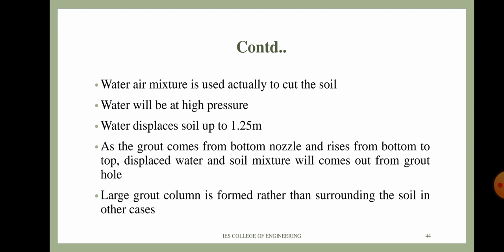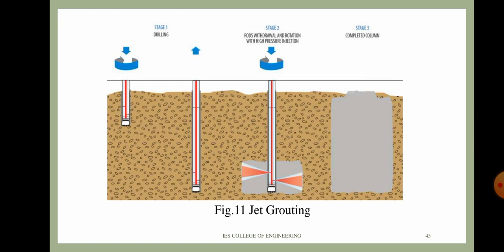And by moving the jet, a large grout column is formed, rather than just surrounding the soil as in other cases. That is, in jet grouting, a large grout column is created. The figure explains that first the pipe is inserted, that is, drilled to the desired depth. In stage 2, the rod is withdrawn with rotation and high pressure injection of water and grout. At the third stage, by removing the grout pipe, we are left with a completed grout column.